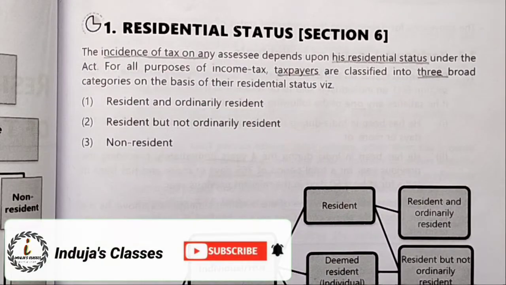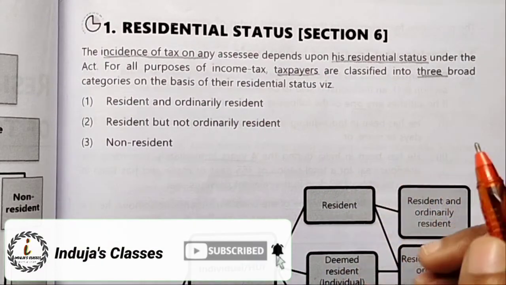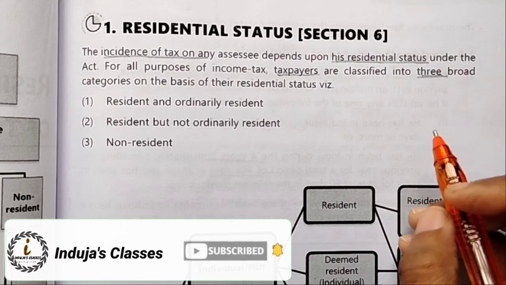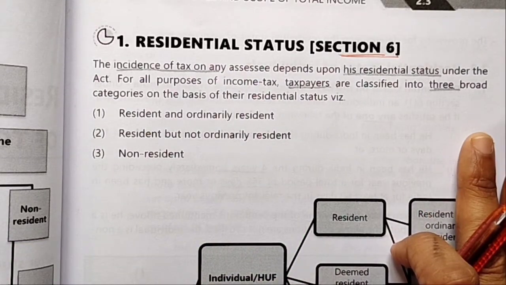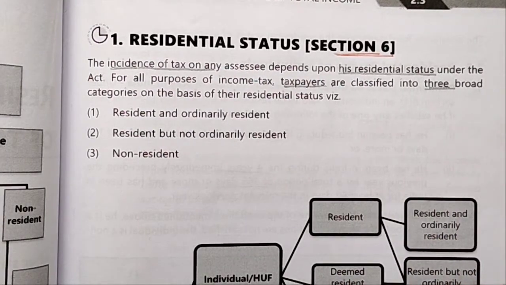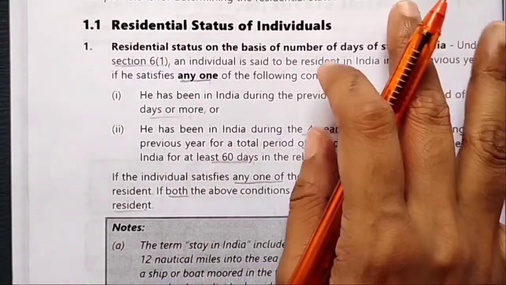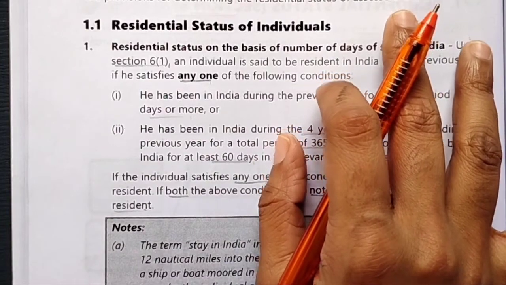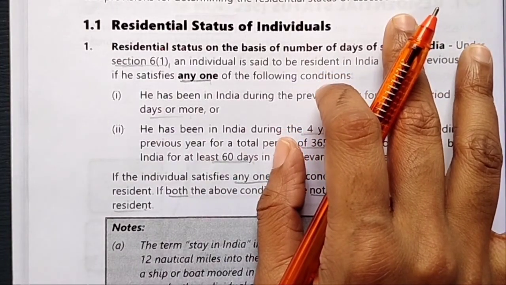Hi friends, in this video we are going to discuss the residential status of individuals. How to determine the residential status is given in section 6 of the Income Tax Act 1961. So section 6(1) gives the basic condition.